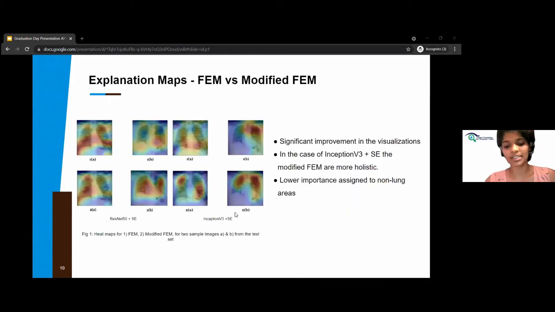And the last thing about this was that the modification that I made to FEM was in the way that a particular set of weights is calculated. In the images shown here, the top row has the visualizations of the heat maps created by the standard FEM, and the second row has the heat maps with the modifications that I have made. Red means it has more highlight, a higher score, and blue is low. So it means that the visualization is better, more refined, and the non-lung areas are not assigned a lot of importance. And this is important because medical experts can use these maps to check that the network is also looking at the regions that they would, and they can trust the decisions of these networks even more.